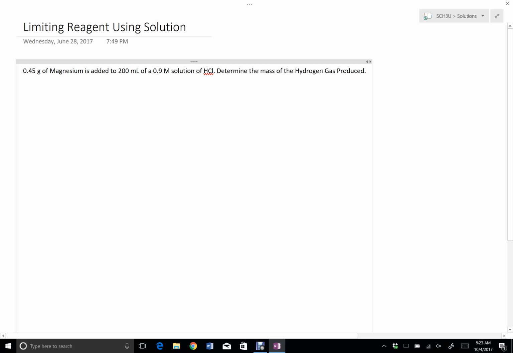Alright, in this video, I'm going to do a quick limiting reagent question that involves a solution. So we have 0.45 grams of magnesium being added to a 200 milliliter 0.9 molar solution of HCl. Determine the mass of hydrogen gas produced. So what we've got to figure out is: is this amount of magnesium going to run out first, or is this amount of HCl going to run out first?